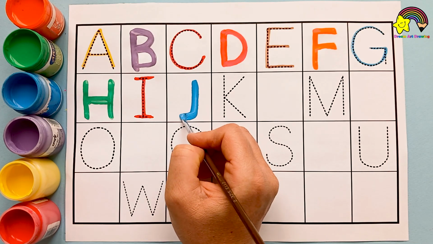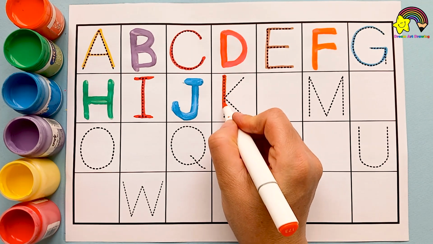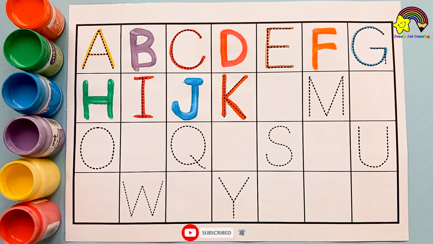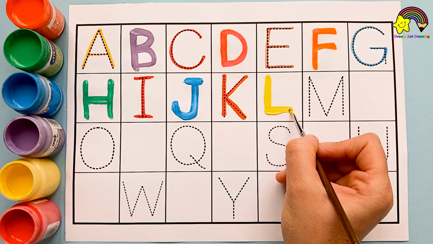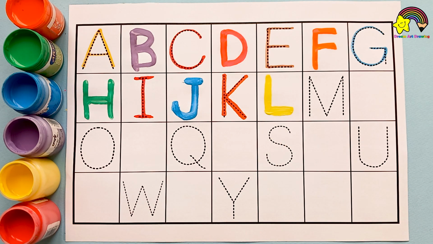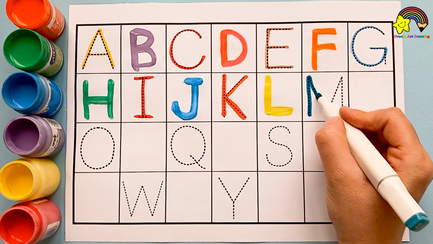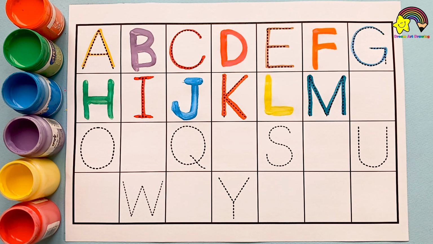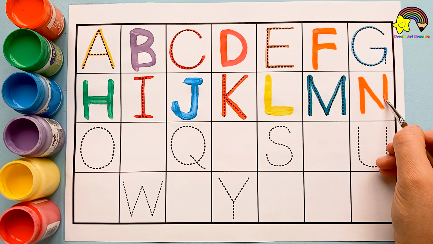J for juice. Orange color. K for kite. Yellow color. L for leaf. Blue color. M for monkey. Orange color. N for nose.